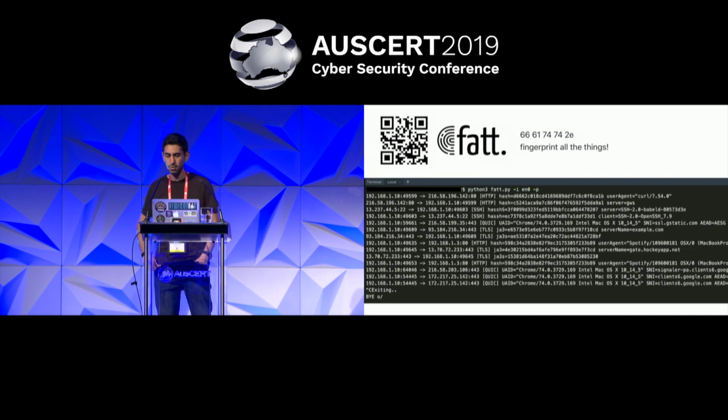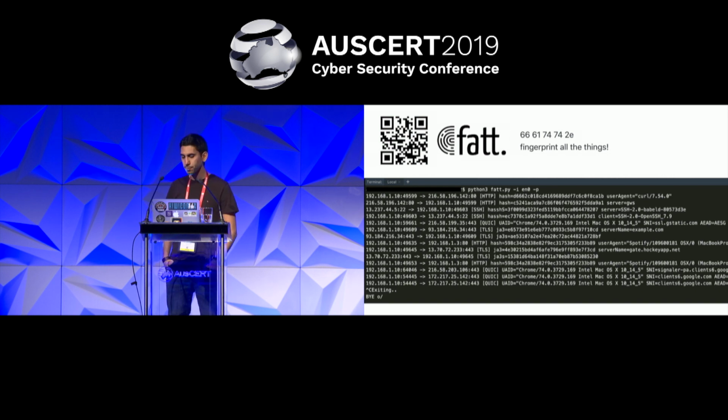Here's a sample log from FATT. As you can see, this is listening to the network connections in live mode, and just prints a summarized version of the connections, and also logs that into a JSON file.